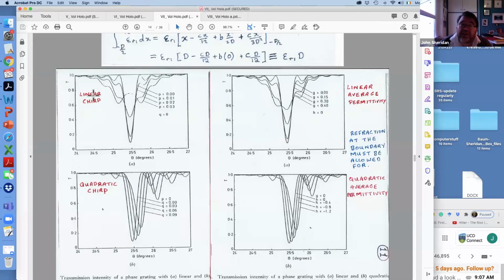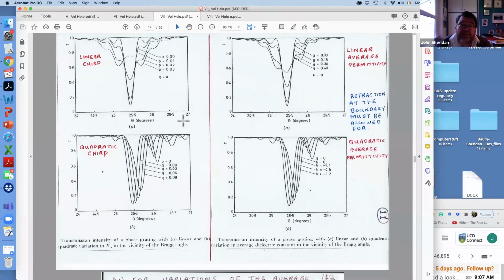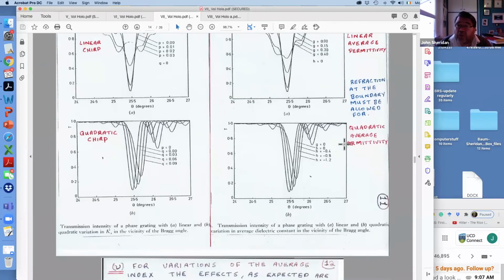And we can see here that this is for the linear chirp, and this is what we get for a variation in the linear average permittivity. And for judicious choice of these parameters, you can't really tell the difference. And similarly, if we have a quadratic chirp or a quadratic variation of permittivity, once again, we see that we get this variation.